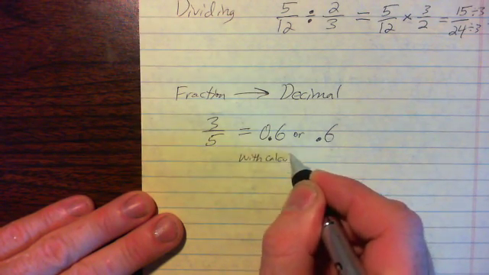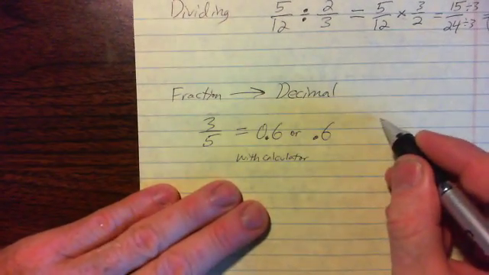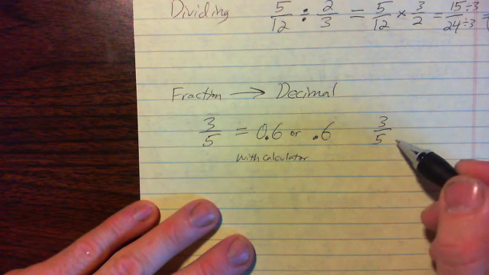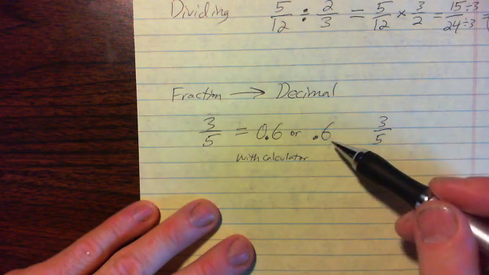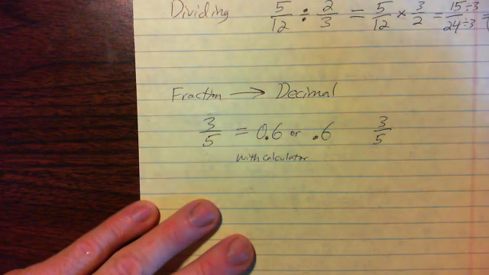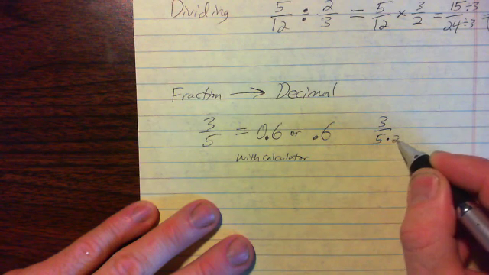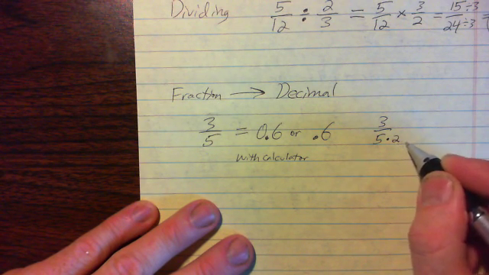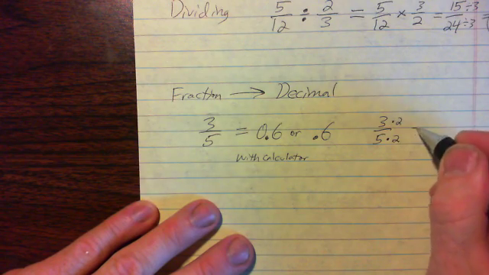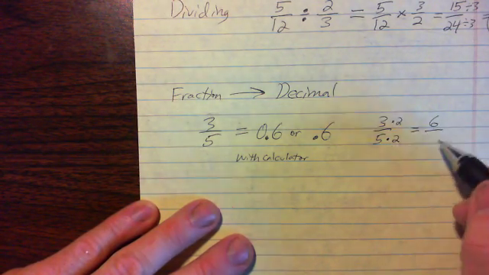Now, if you didn't have a calculator, you could also divide 3/5. You can think of, okay, how do I change this to 10, 100, on the bottom. Five.